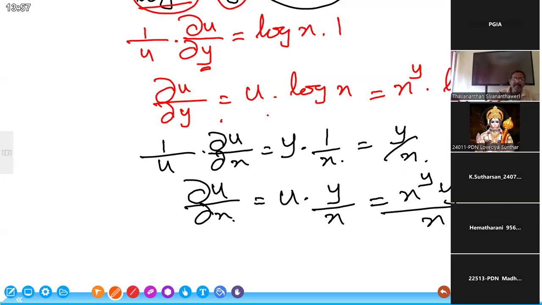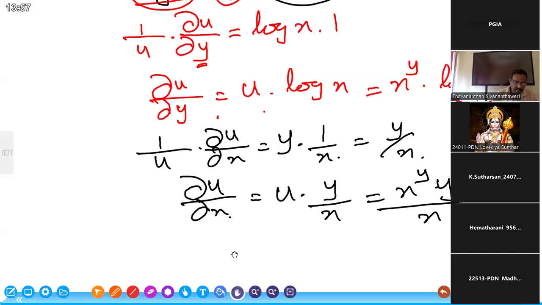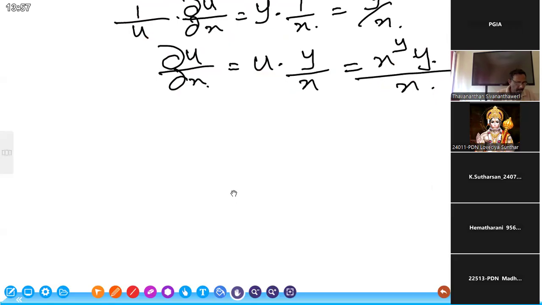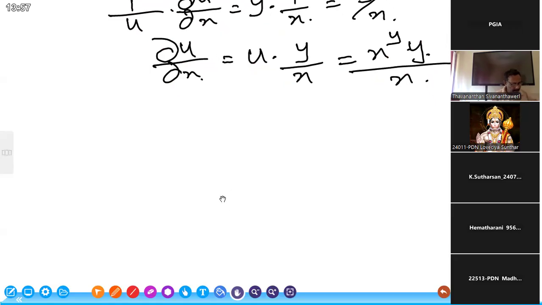Others are a bit complicated if you go for double square level. But still you can again do the log form and so on. All right? Any questions?